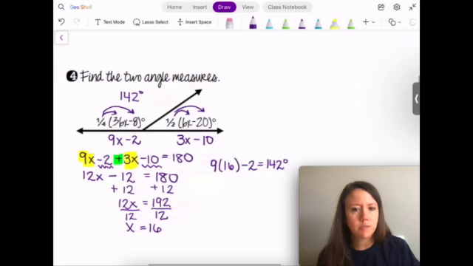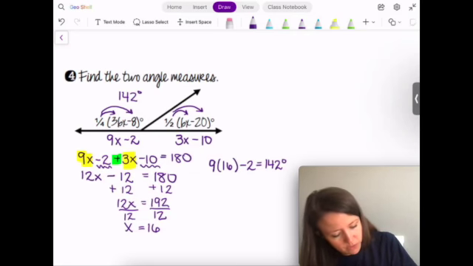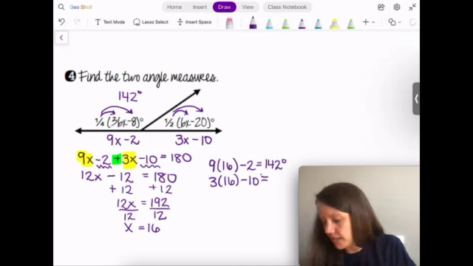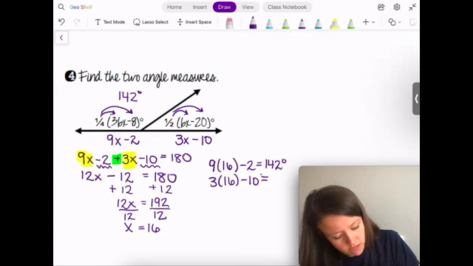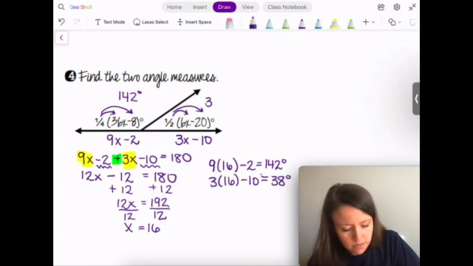Went off the screen there a little bit. Sorry about that. Okay, and then for the second one, I'm going to plug it into 3x minus 10 to make it a little easier to work with. Calculator says that's 38 degrees.